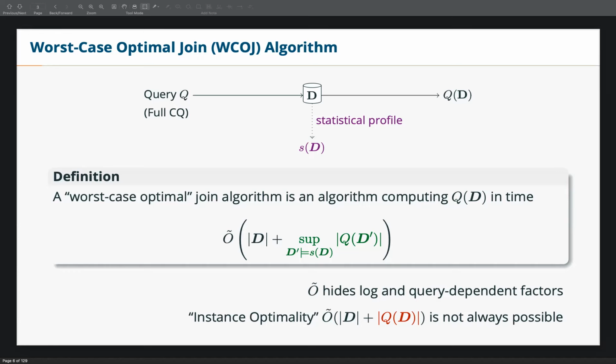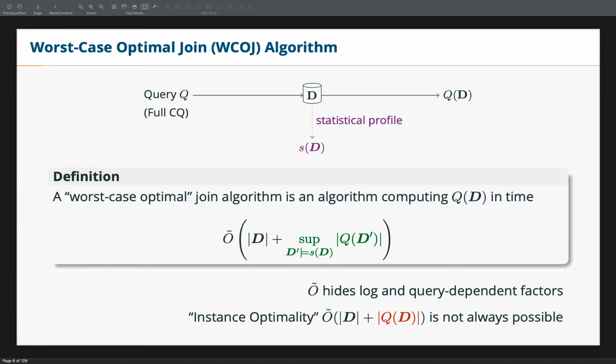Okay? And I have a second guest lecture in a few weeks, in which case I will try to relax this optimality notion even further, because I'm going to give you some examples where this notion is actually not very good at all. Okay. But for now, let's just try to live with worst case optimality.